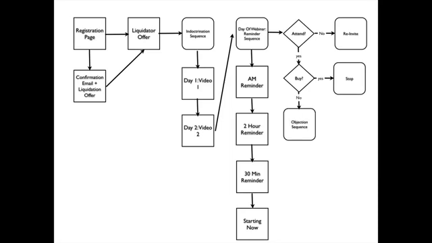Well, after that, we have something called the objection sequence, and then something called a countdown sequence. I'm going to show you that in our next module. In this module, we are going to focus on the third column from the left, and the fourth column. So we're going to focus on our indoctrination sequence and on the day of webinar reminder sequence.